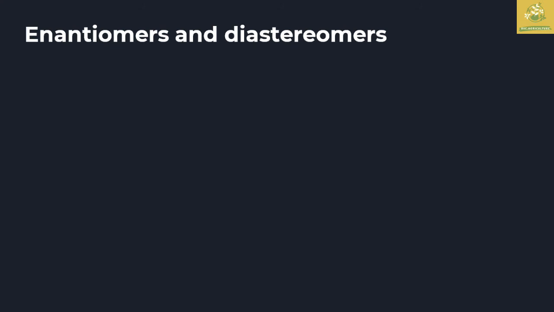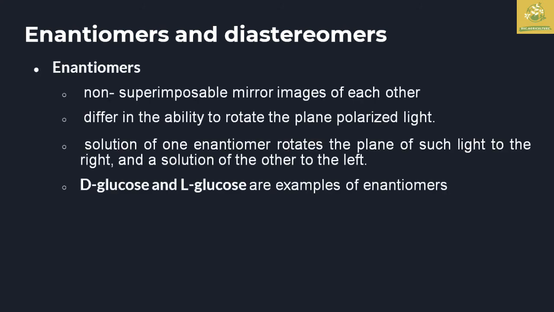The next topic we are going to see is enantiomers and diastereomers. Enantiomers are non-superimposable mirror images of a compound, which differ in their ability to rotate plane polarized light. The solution of one enantiomer rotates the light to the right, while the other rotates it to the left. Example, D-glucose and L-glucose are good examples of enantiomers.